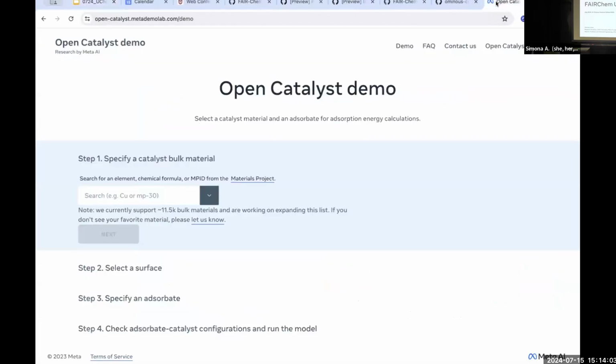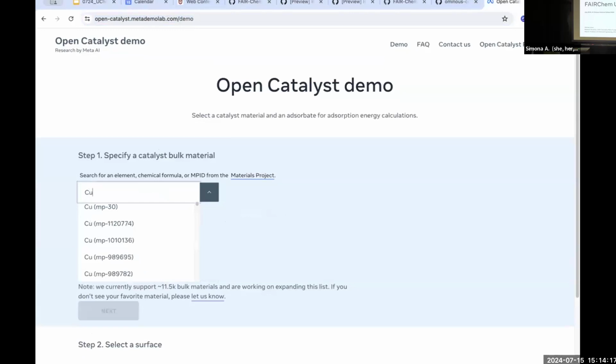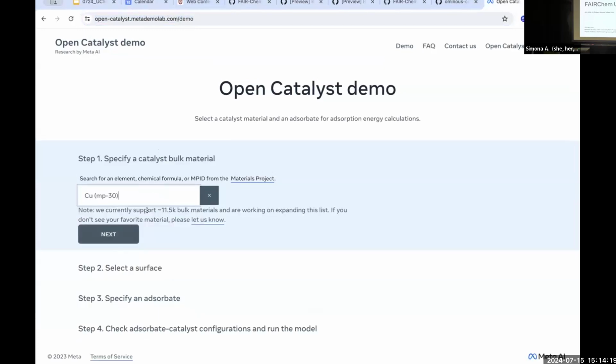So if you want to follow along on your computer, feel free to go to the Open Catalyst demo. The website is open-catalyst.metademolab.com. And then when you click on demo, it just adds the /demo, and then it takes you to this little input. We've preloaded this thing with all of the stable inorganic materials from the Materials Project. I'm interested in copper, so let's go ahead and run that.